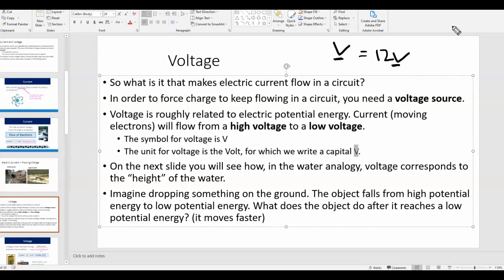As I said before, voltage is what causes the current to flow, because the electrons want to go from a high voltage to a low voltage. They get lifted up to a high voltage and then they naturally try to get back down to a lower potential energy.